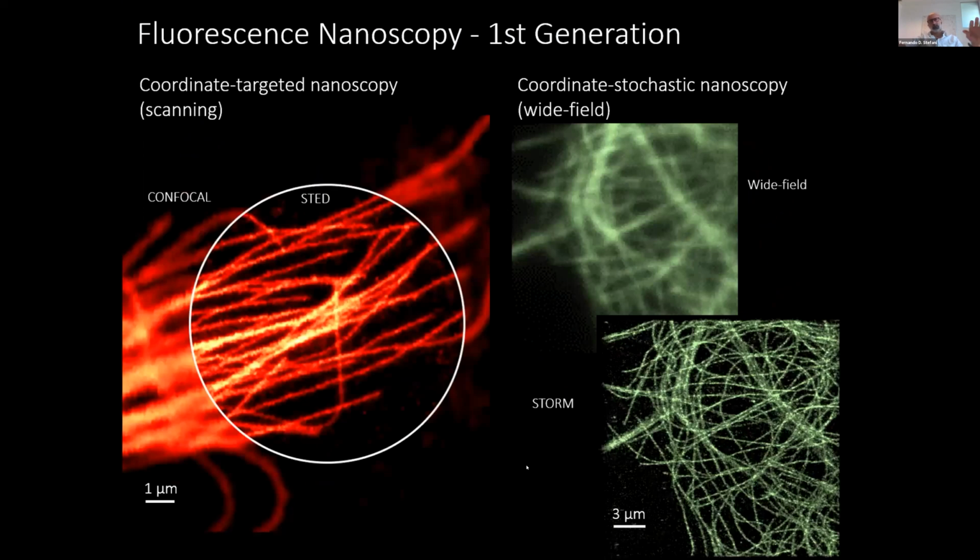Luckily, for several years now, we have had different methods of fluorescence nanoscopy available. There is a first generation of methods where you can distinguish basically 2 families: coordinate targeted nanoscopy based on scanning microscopes, where STED is probably the most popular method, and coordinate stochastic nanoscopy methods, usually based on a wide field microscope, where probably the most popular method is STORM. You can see here 2 examples of performance. In both cases, the resolution is increased considerably.